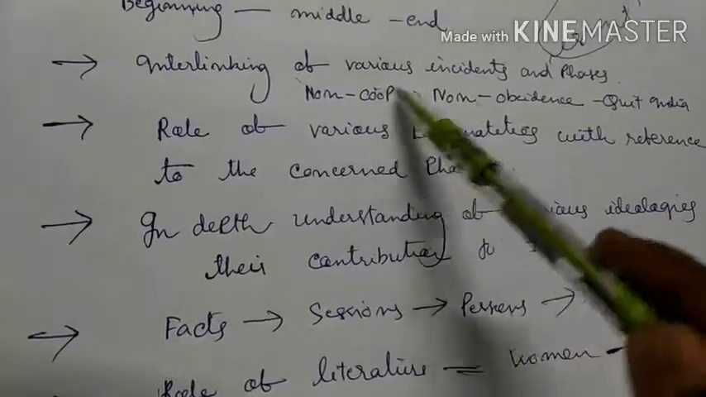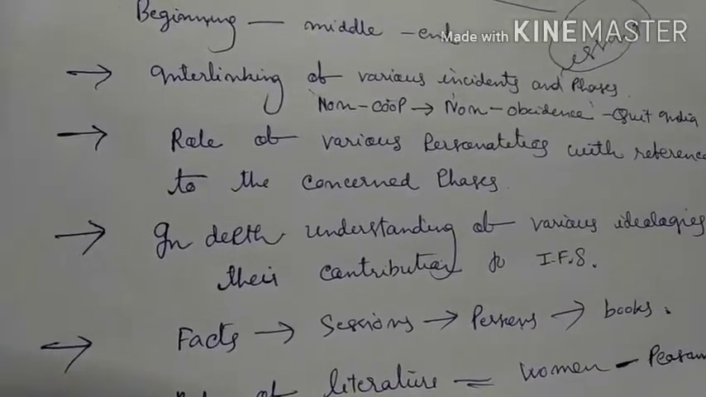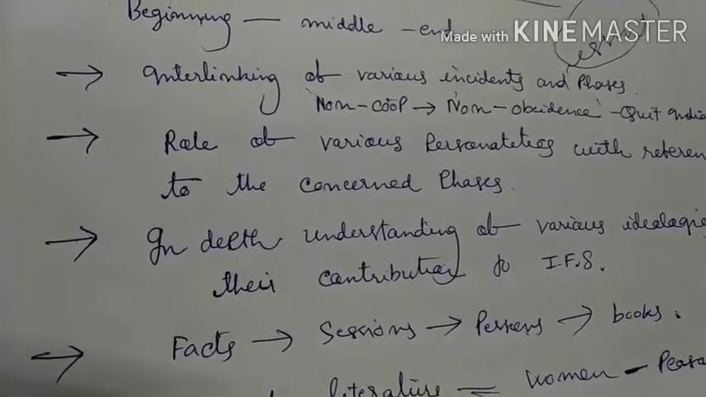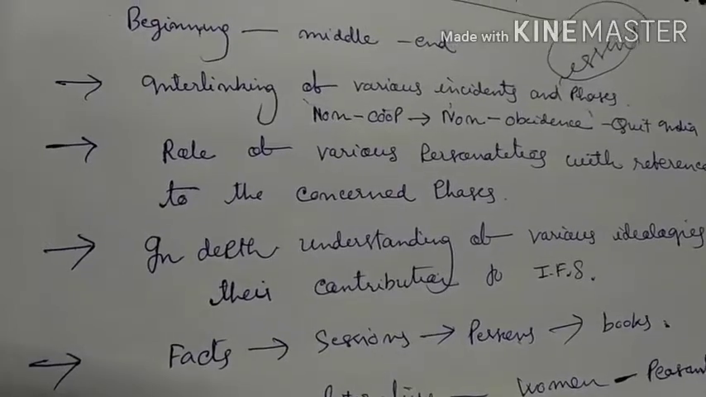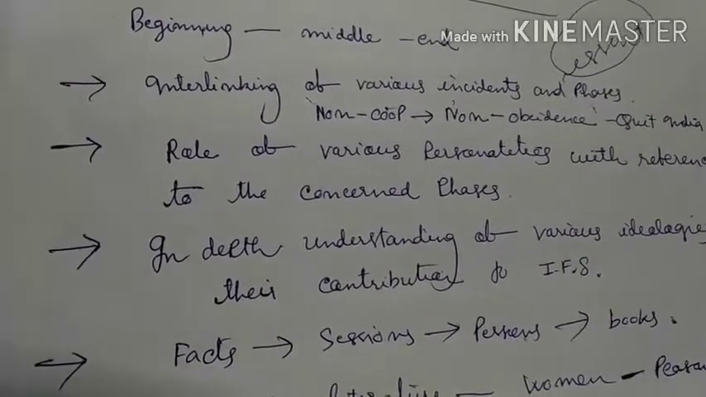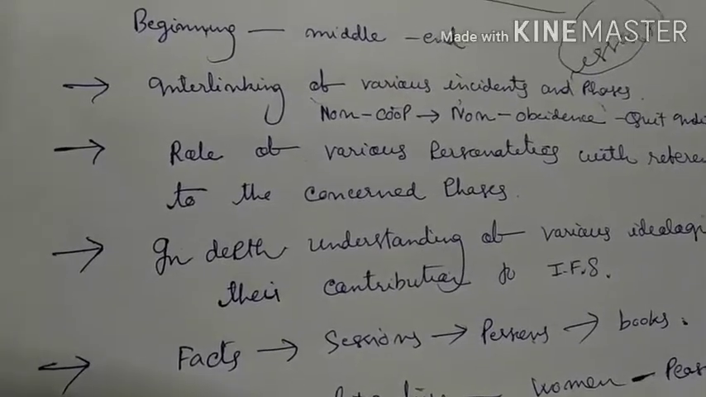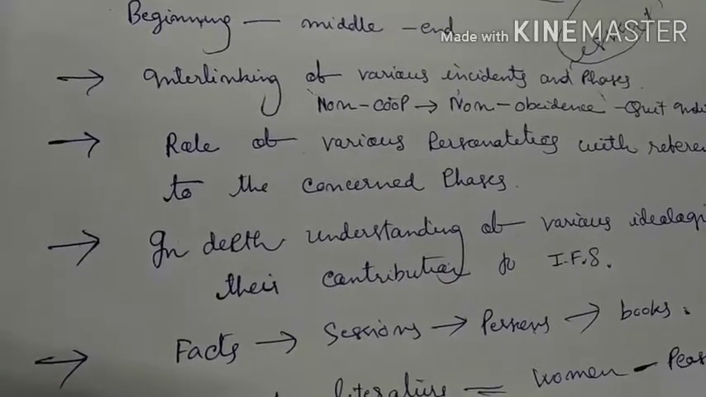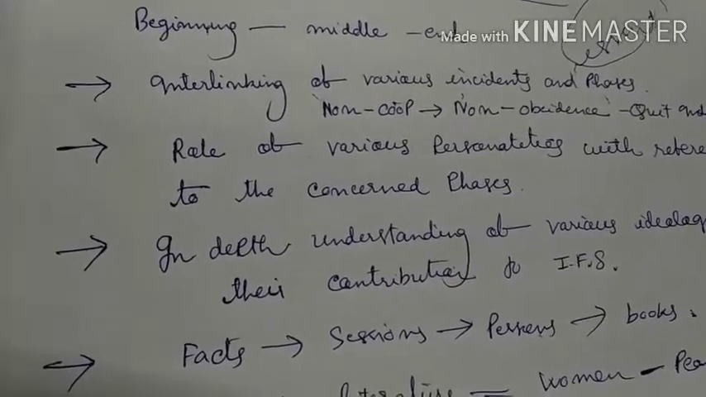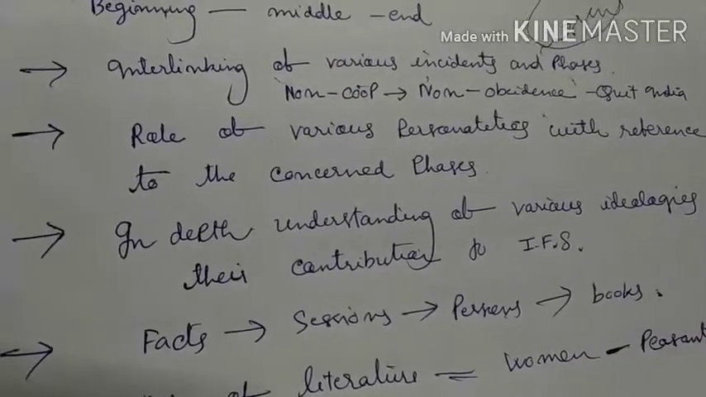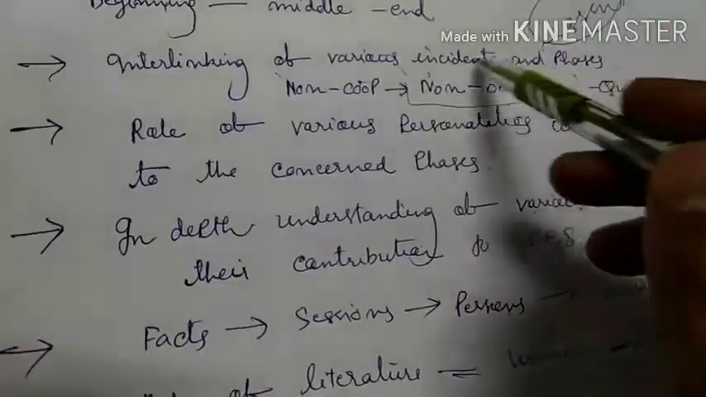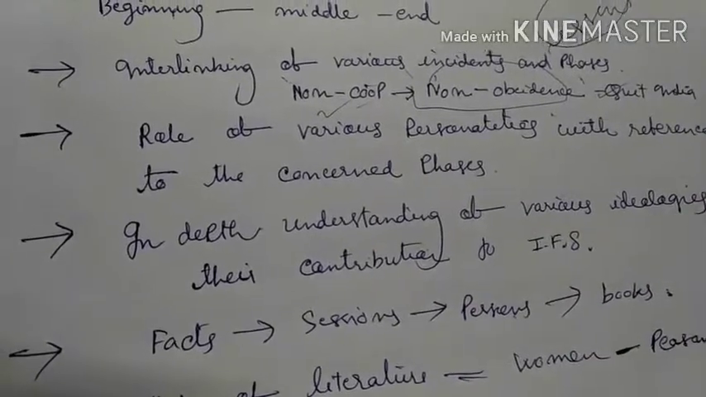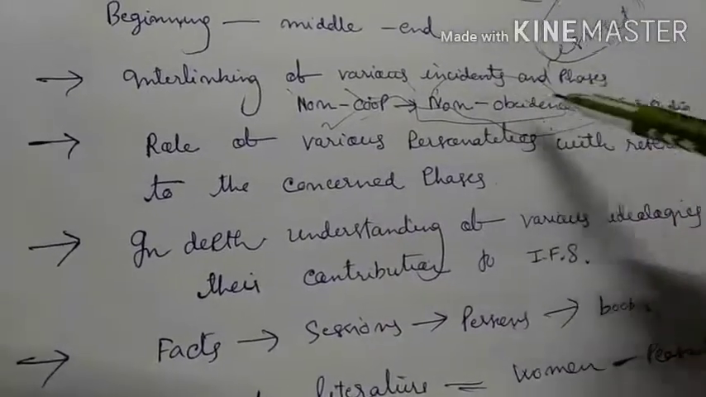That is, the interlinking of various incidents and phases. While reading Indian freedom struggle, you should not jump from one chapter to the last chapter. Right, if you are reading chapter 1, then you should not go to chapter 4 or 5, because chapters 2 and 3 are equally important. Otherwise you will not be able to link what incidents happened before or after a particular event and how they are interlinked. Right, non-cooperation, civil disobedience and Quit India, for example. If you skip the middle movement, civil disobedience, then you will not be able to properly understand what non-cooperation is, what Quit India is, and how they have influenced each other.